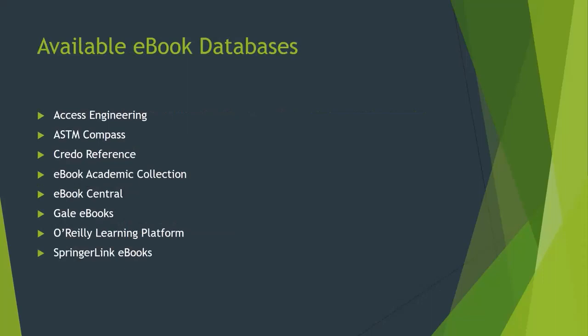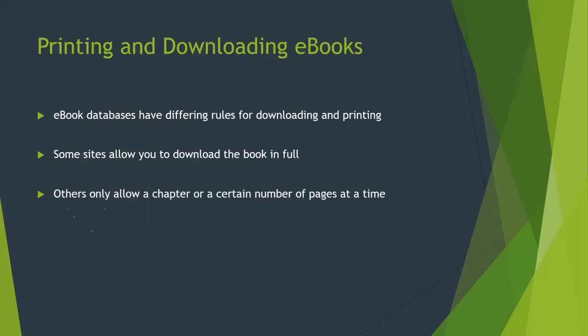Here's a list of available ebook databases at the Evans Library. We have databases like Access Engineering, eBook Academic Collection, O'Reilly Learning Platform, and Springer Link ebooks, as well as others. Ebook databases have differing rules for downloading and printing. Some sites allow you to download the book in full. Others only allow a chapter or a certain number of pages to be downloaded at a time. The same applies to printing. You usually have limits to how many pages you can print at one time, depending on the database.